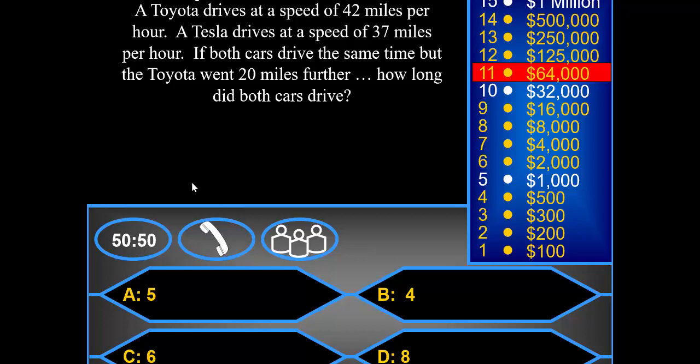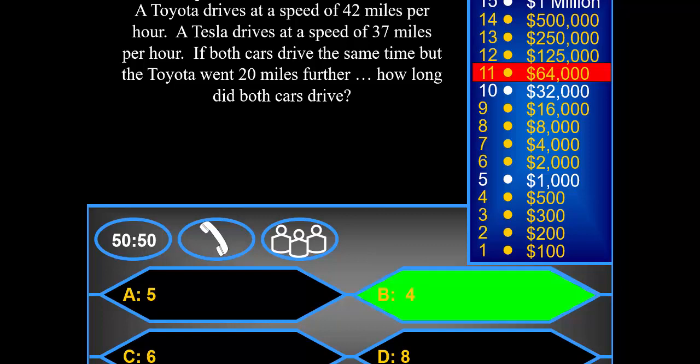Welcome back. Let's take a look at the answer. Your final answer, unless you use a lifeline. We don't have time for that. Let's take a look. Correct answer is 4.